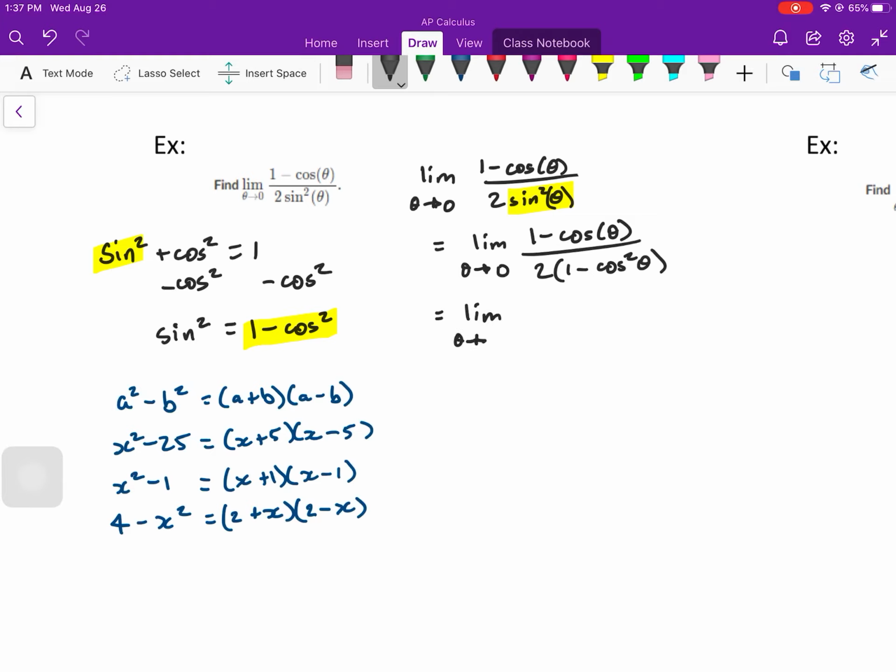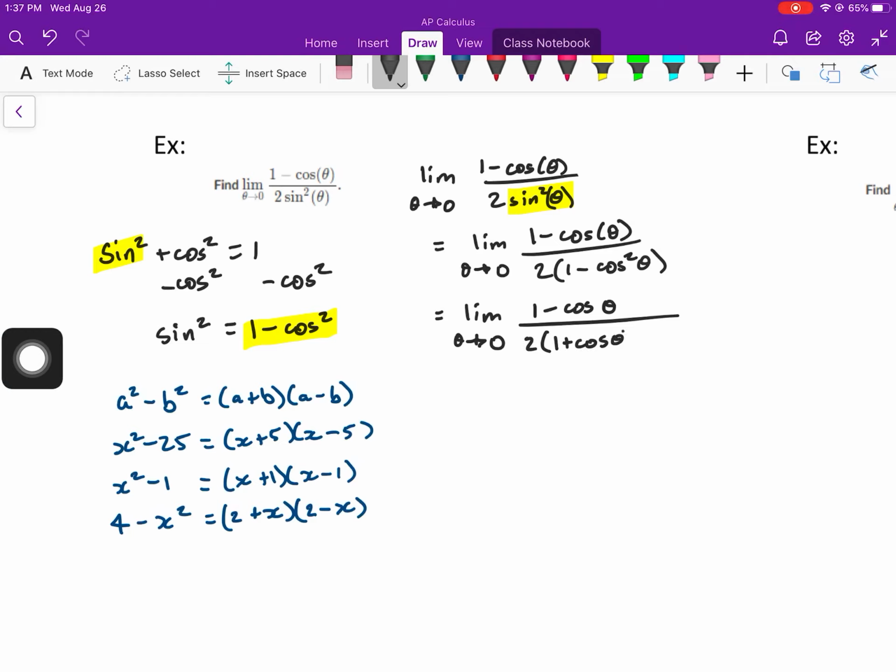So on this one, let me show you how that comes into play. So we have the limit as theta approaches 0 of 1 minus cosine theta. And then technically on the bottom, 1 minus cosine squared theta. This is a difference because it's subtracting two squares, 1 squared and cosine squared.